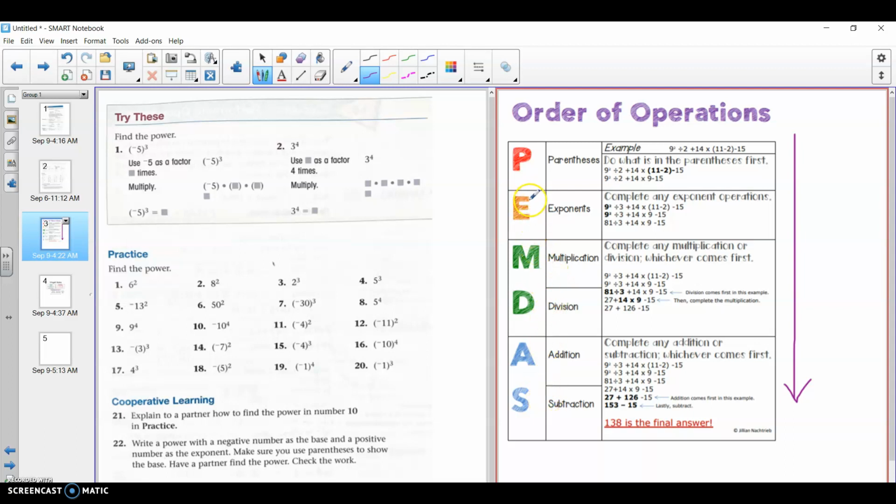What I want to point out is E for exponents. When you work top to bottom on order of operations, exponents is second on the list. So exponents needs to be done before multiplication, division, addition, and subtraction. All right, let's go ahead and go into the reading.